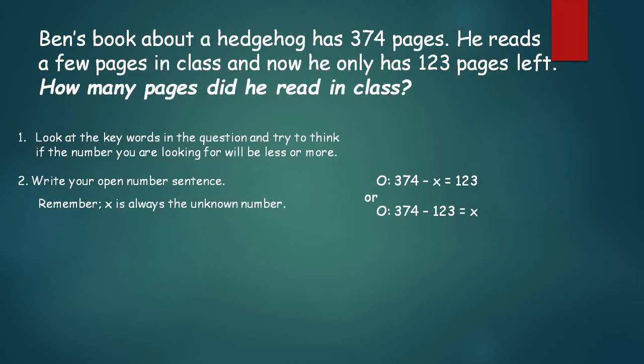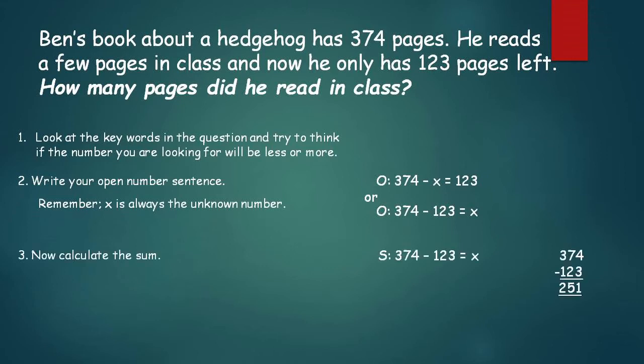Or an easier way to do it is to work out the difference between what he had and what he has left now, which will tell us in between what he has already read. So that would be the difference. And when we're working out the difference between those two, we would then need to use a minus. So we say 374 minus 123 equals X. In other words, how many pages he has read.